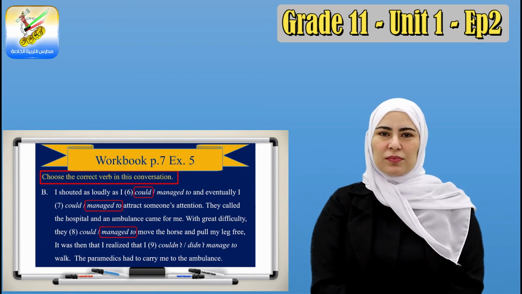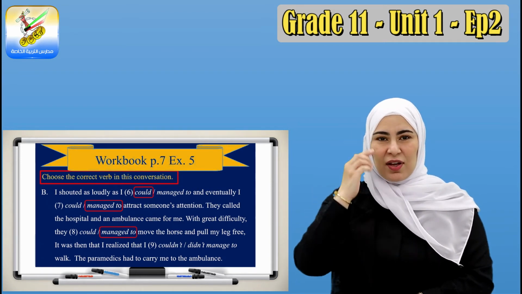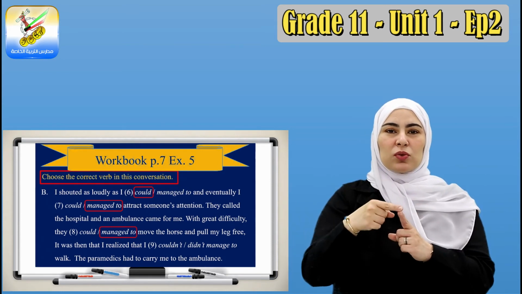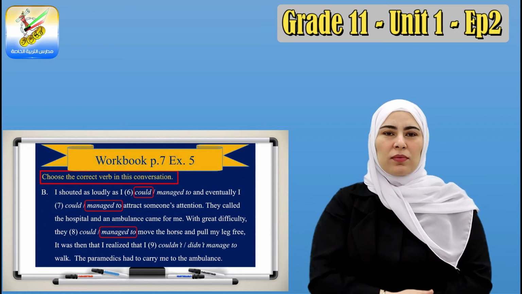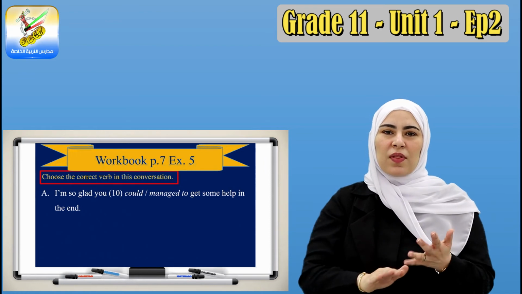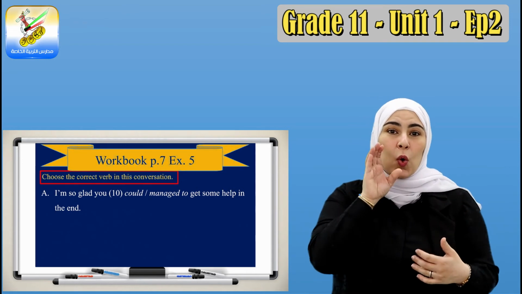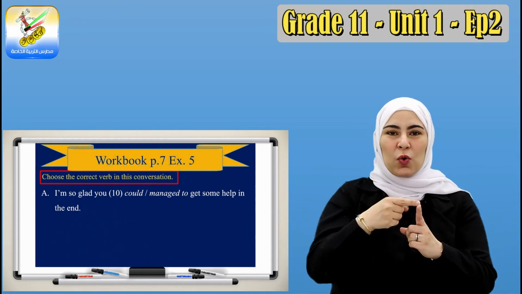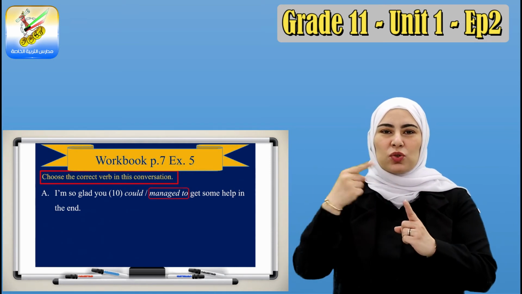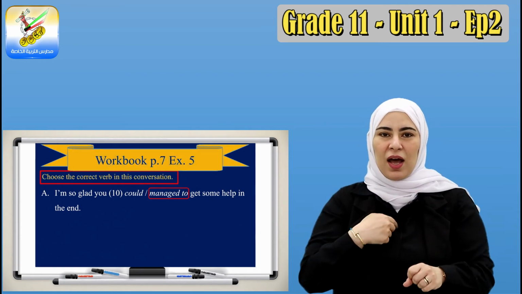It was then that I realized that I couldn't or didn't manage to walk. Guess. And the correct answer is couldn't. Now, this is the last question. I'm so glad you could or managed to get some help in the end. Can you try to guess the correct answer? The correct answer is managed to. I'll read the sentence again. I'm so glad you managed to get some help in the end.